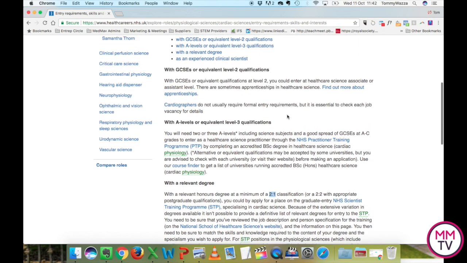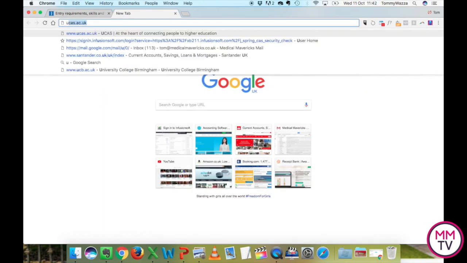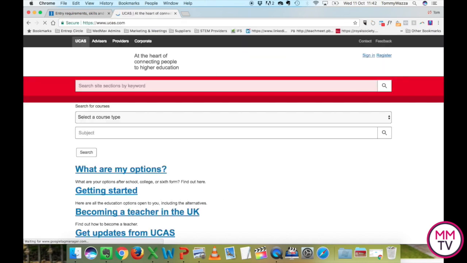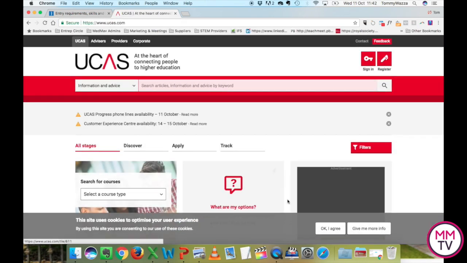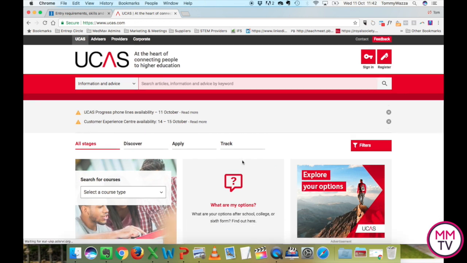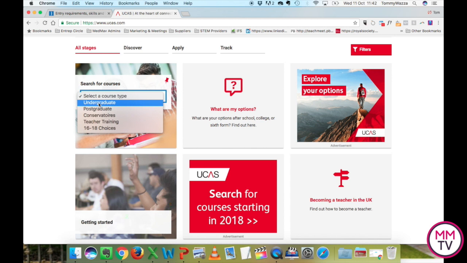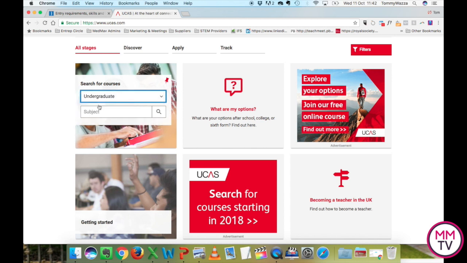Okay, so let's go and have a look. Where do you find out those degrees? What you need to do is go to a website called ucas.ac.uk, and let's get rid of that off there. We want to look for an undergraduate degree. This is the home page. Click that, and for the subject, we want to search for healthcare science. Let's search for that.